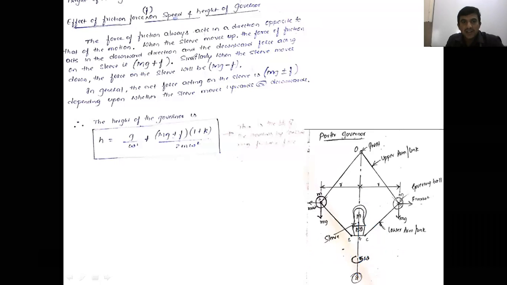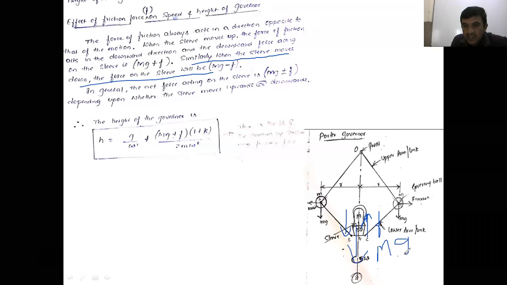Similarly, when the sleeve moves down, the force on the sleeve will be mg minus F. When the sleeve moves downward, what is the frictional force here? The frictional force acts in the upward direction, always opposite to the motion of a body. Mg is acting in the downward direction. Now what is the total force produced by the sleeve? Mg is acting downward, F is acting upward, right? Mg minus F. This is the total force acting on the sleeve.